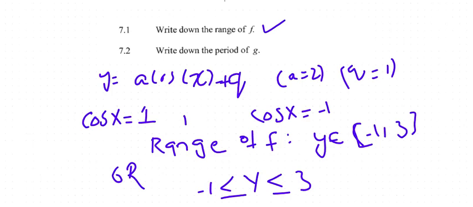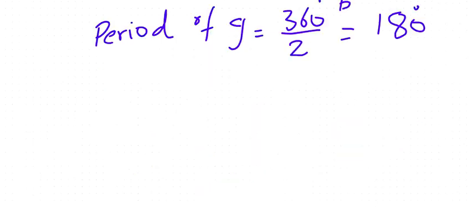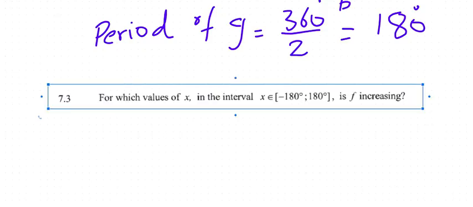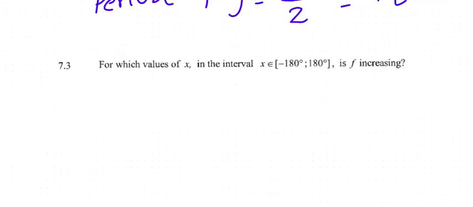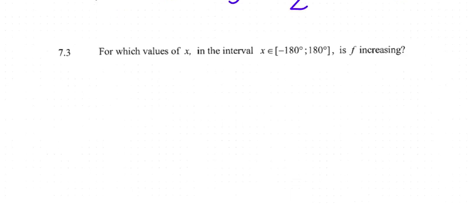So the next question is 7.3, which is: for which values of x in the interval x belongs to -180 degrees to 180 degrees is f increasing? Okay, so look at the graph of f(x).